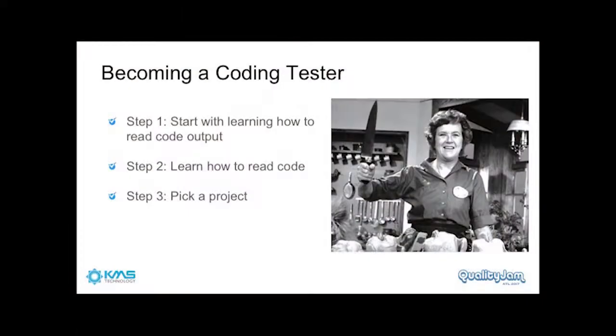And then the last thing here is pick a project. One of the biggest things that I see in failures of people who start and stop the coding type things is they don't have anything to apply it to. So they go out and take a Python class or a Java class, but how is it relevant to what you're doing?